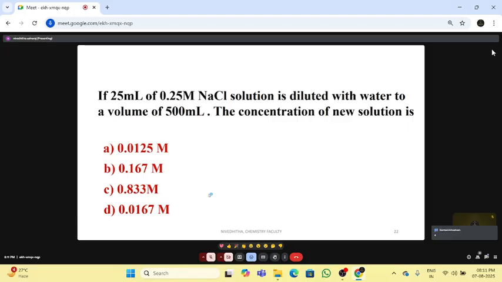So Sendamil children's answer is option A. Okay. So how to do this? The formula is V1 M1 which is equal to V2 M2. So 25 ml of 0.25 molar sodium chloride. This is the stock solution. This is M1 and this is V1 and this is the V2. This is the value of V2. So basically we need to calculate M2 just by substituting and rearranging. We can find the value of M2, right?